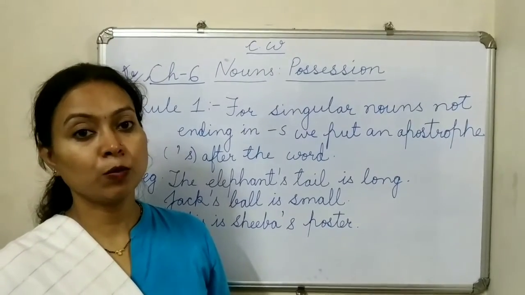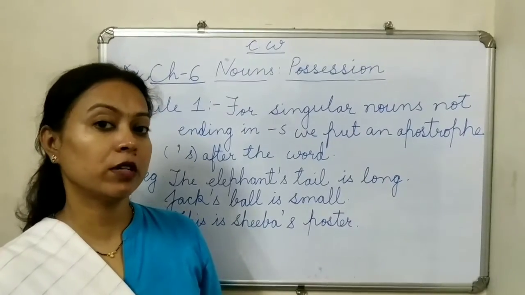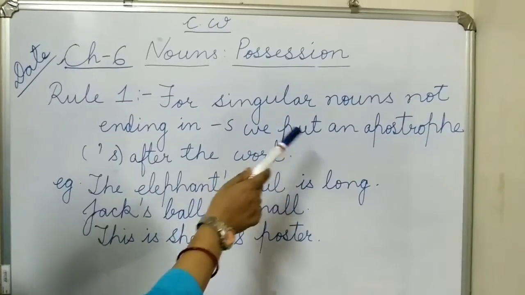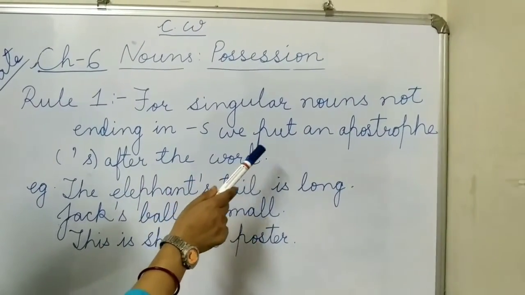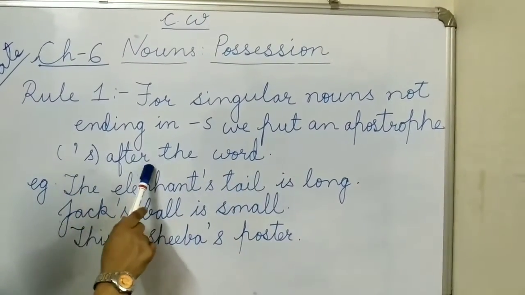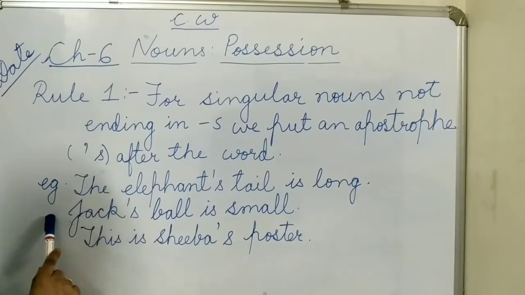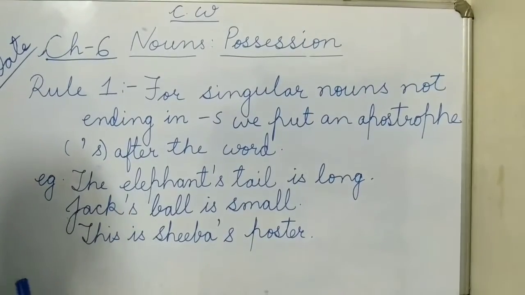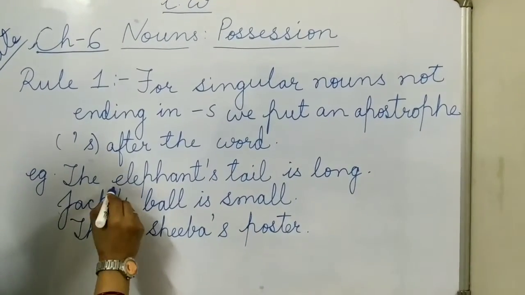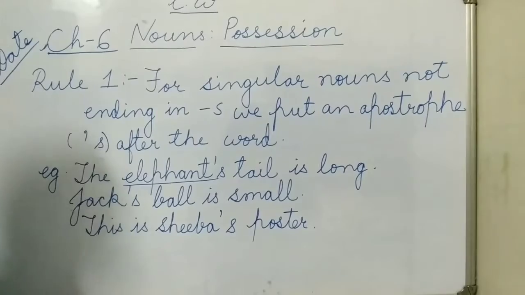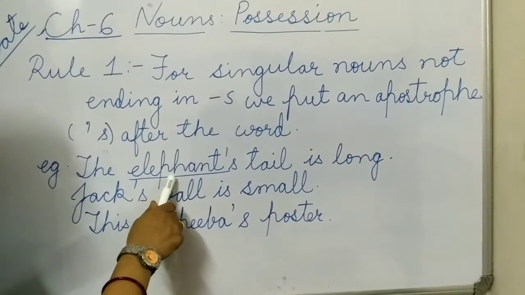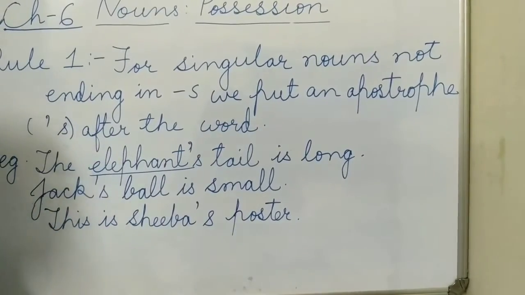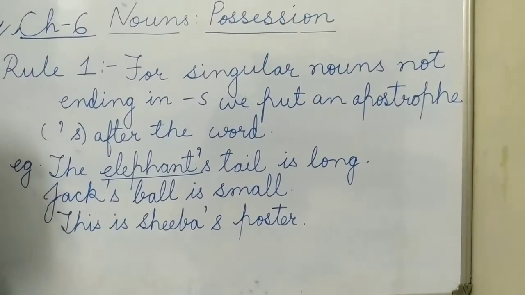So dear children, to put apostrophe correctly, you have to learn few rules. Rule number 1. For singular nouns not ending in S, we put an apostrophe S after the word. Example 1. The elephant's tail is long. Now children, tell me, is this elephant singular or plural? Elephant here is singular. So we write apostrophe S after the word elephant.